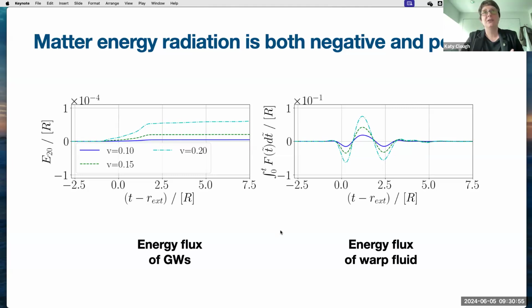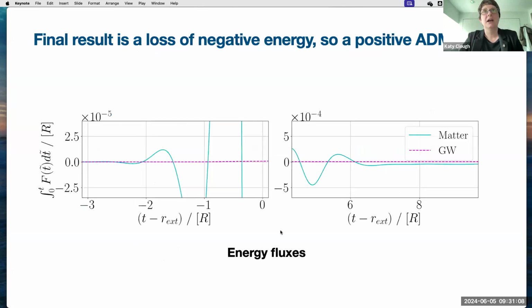And so, the question that we were asking at the beginning was, well, what's the end state? Overall, do I radiate a load of positive energy? Do I end up with a negative ADM mass? What happens? And so we can zoom in and look at the end of these plots that show the energy fluxes. Particularly the one on the right is at the end.